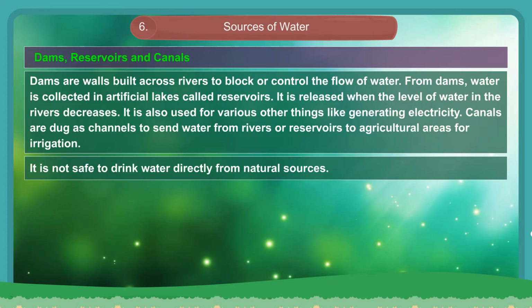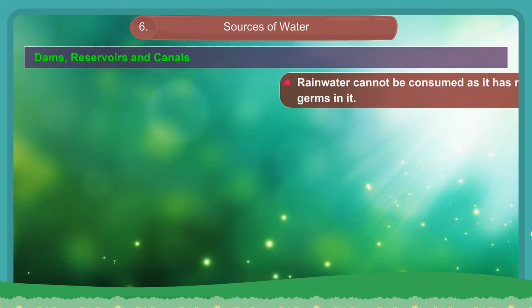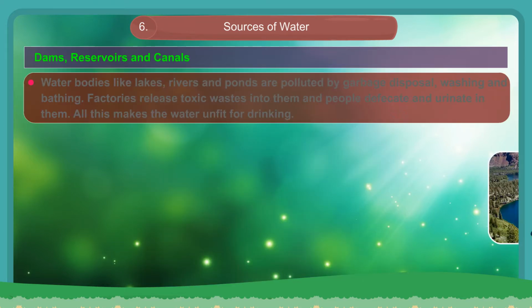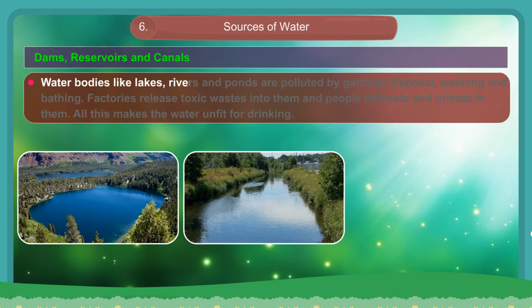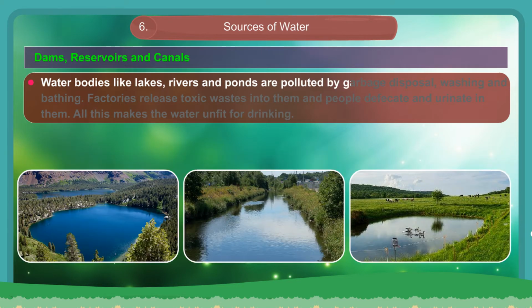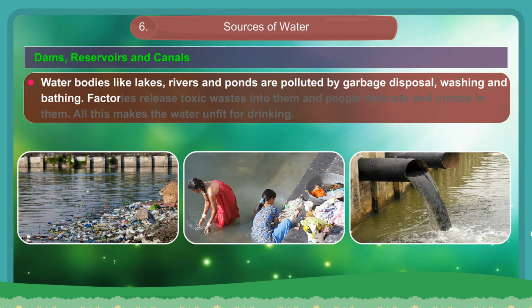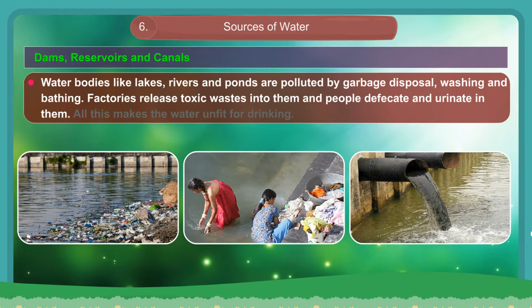It is not safe to drink water directly from natural sources. Rainwater cannot be consumed as it has many dissolved gases, dust particles, and germs in it. Water bodies like lakes, rivers, and ponds are polluted by garbage disposal, washing, and bathing. Factories release toxic wastes into them, and people defecate and urinate in them. All this makes the water unfit for drinking.